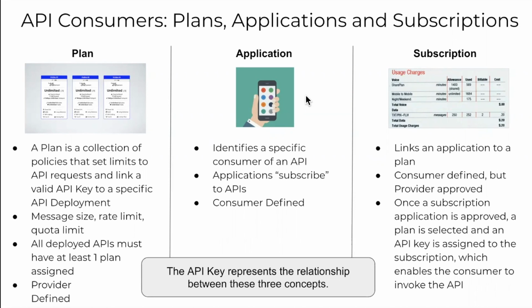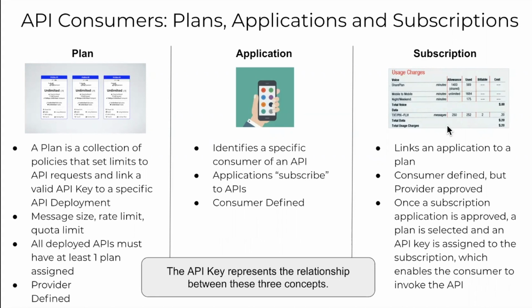Now an application is actually what identifies us. So that's you and me kind of in the cell phone scenario, okay? Applications subscribe to APIs, and these are consumer defined, okay? So I can go in and basically create an application.